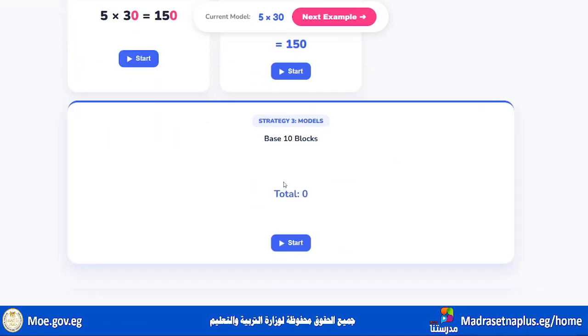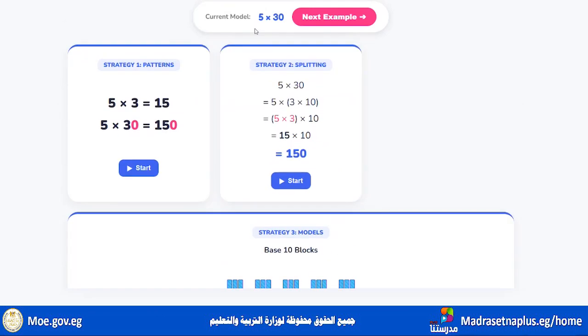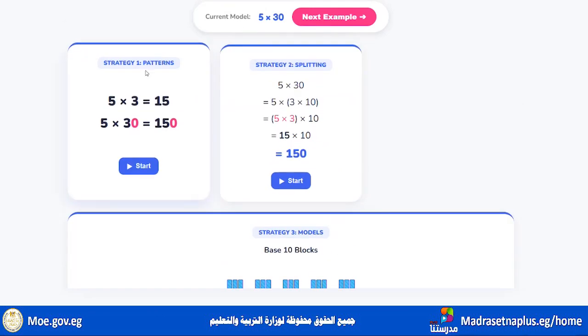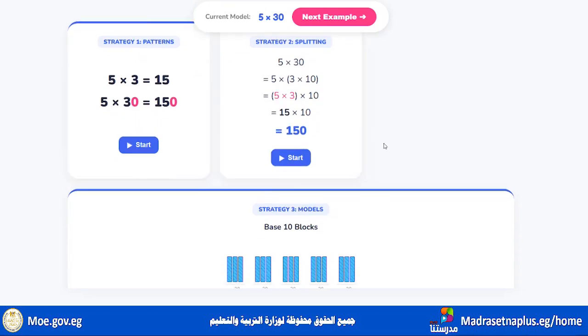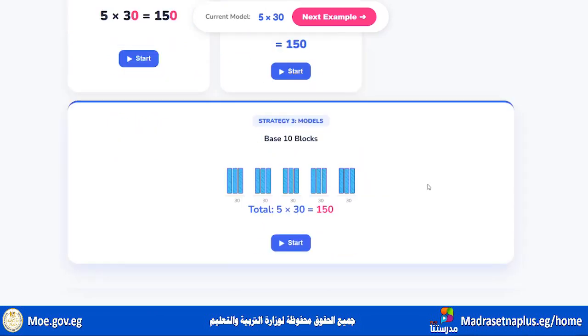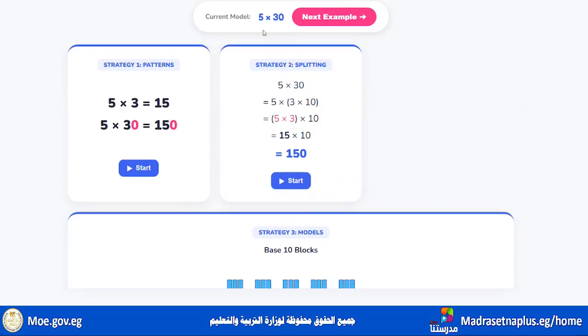Third one, by models, by blocks. We have 5 times 30. That means I repeat 30 5 times: 30 and 30 and 30 and 30 and 30. So we have 5 30s. 5 30s by using blocks equals 150. So you have 3 strategies to find the value of 5 times 30: by patterns, by splitting, or by using models or blocks. You can answer all numbers this way.